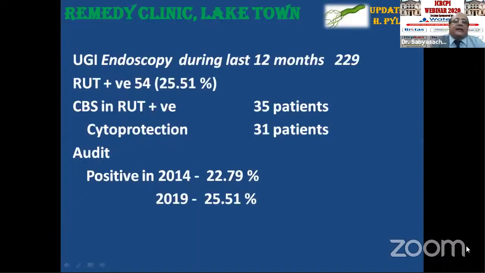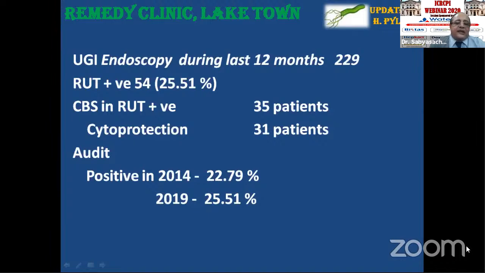Now, in my clinic, there has been an experience over the last 12 months. Of course, this excludes the lockdown period, and there has been 54% RUT positive. CBS was given in 35 patients, and cytoprotection in 31 patients. And I think it's a trend. It's not proper data that I can quote to you, just an example of how things are happening in a peripheral clinic like ours.